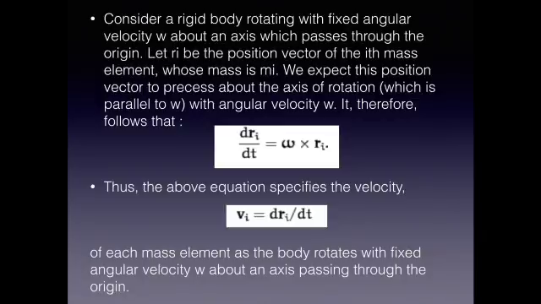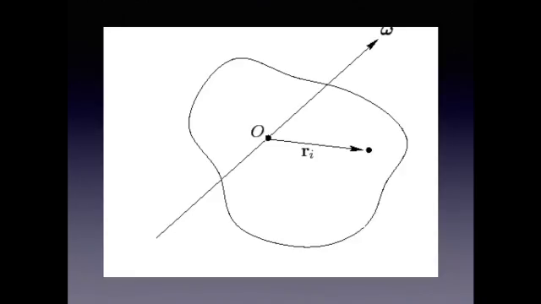So here we have a cross product. We already know that the velocity Vi equals dRi/dt. This velocity is of each mass element as the body rotates with fixed angular velocity omega about an axis which, as we already specified, is passing through the origin. Here we can see the scenario. We have the omega axis, the Ri axis, and the origin.